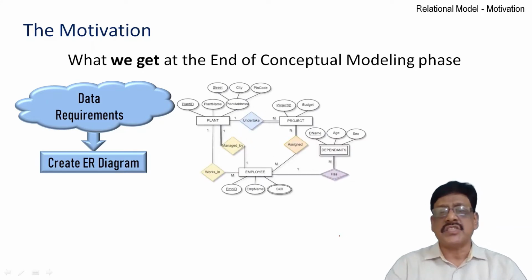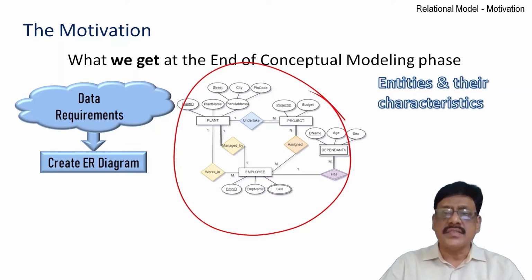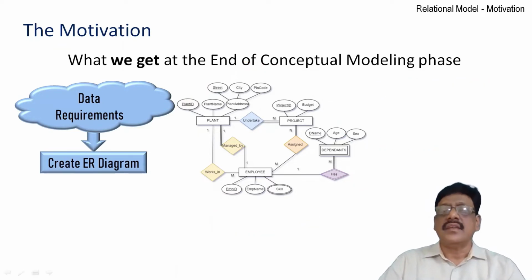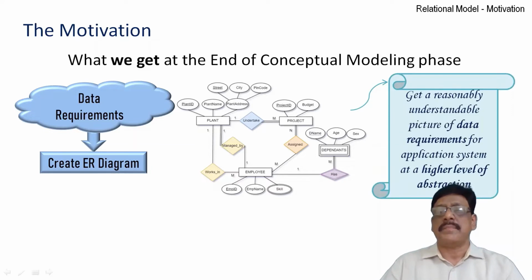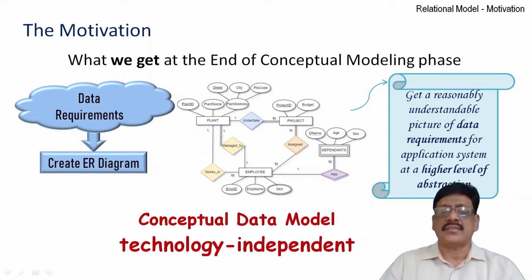Look here, it's a very small diagram we have taken. This is an example of an ER model that includes entities and their characteristics, the relationships, and the consistency constraints. In fact, we get a reasonably understandable picture of data requirements for an application system at a higher level of abstraction. And since it's a diagrammatic representation, we cannot implement it. That's why the conceptual data modeling phase is technology independent.